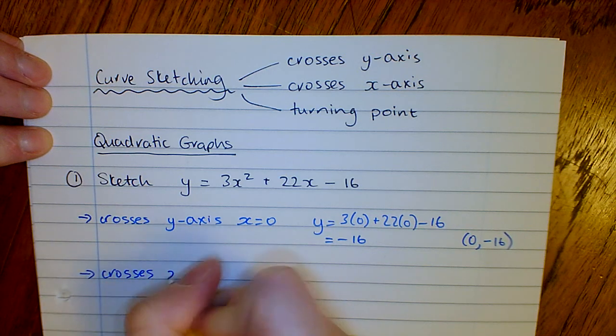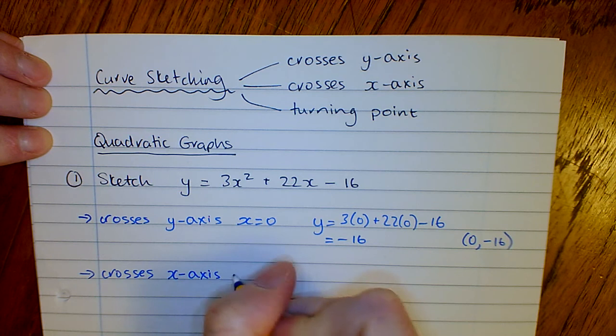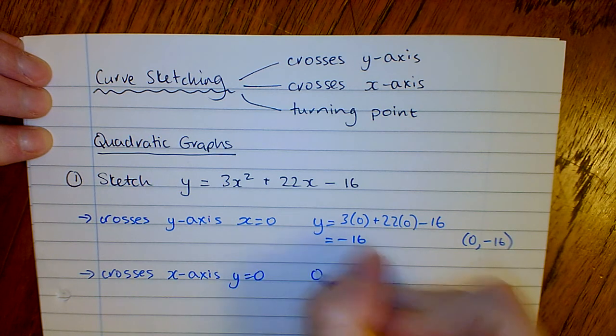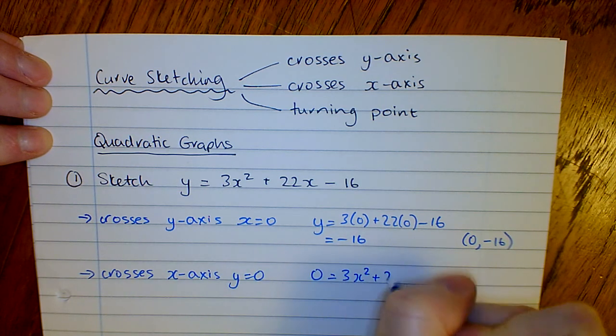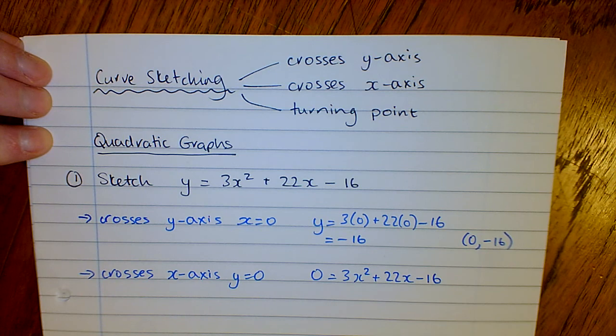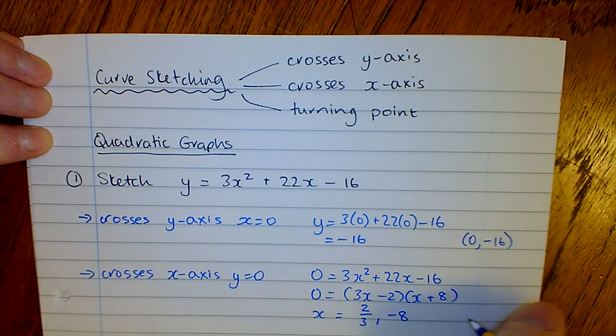Now look where it crosses the x-axis. So it crosses that when y is naught. And you can see now we've got a quadratic to solve. So this one happens to factorise. You may get a quadratic that you have to use the quadratic formula to solve. This gives us our two values for x, 2/3 and minus 8. So our coordinates are 2/3, naught and minus 8, naught.